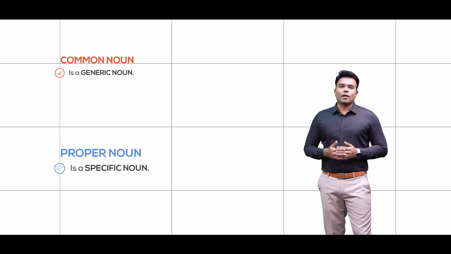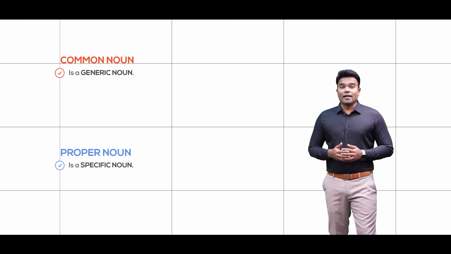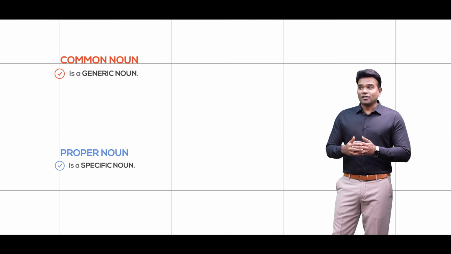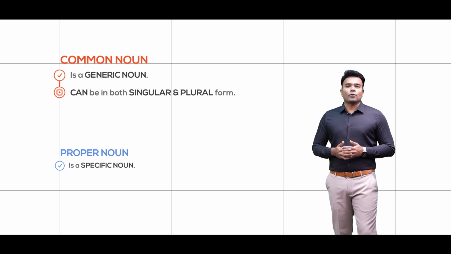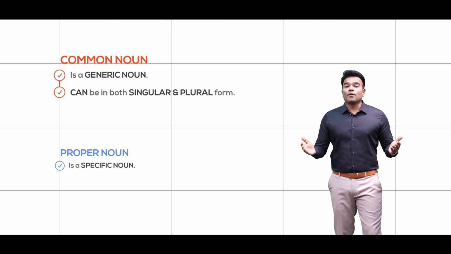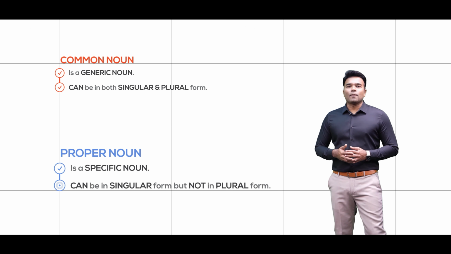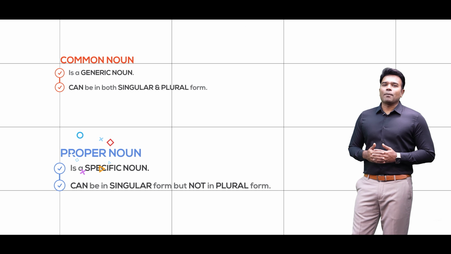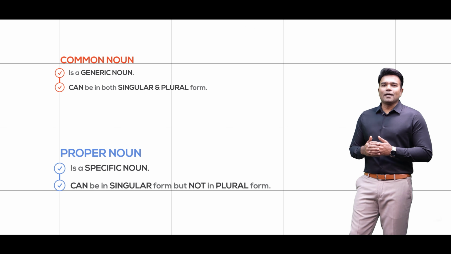Now that you have understood the broad difference between the common and the proper noun, let me dive a little deeper and tell you that common nouns happen to be such nouns that can be in both the singular and the plural form, but then the proper nouns can only be in the singular form. What I mean to say is that the proper nouns do not have a plural form. Well, what do I really mean by that?